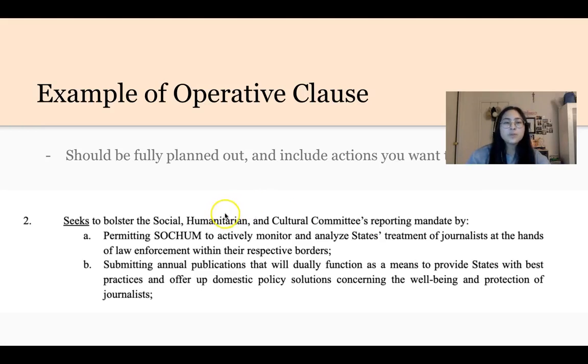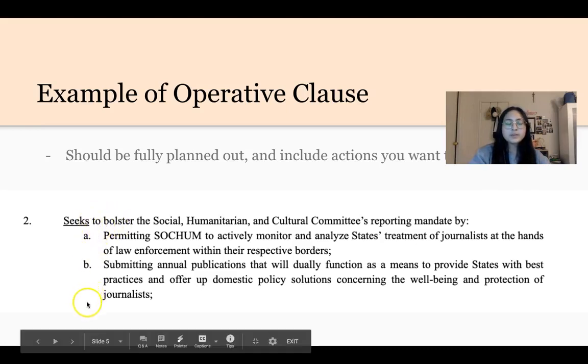So just going over the formatting real quickly, you can see here we have operative clause. It is numbered. They have the operative phrase underlined, which is seeks, and then here we have two sub-operative clauses, A and B, which basically provide a bit more detail on their action.